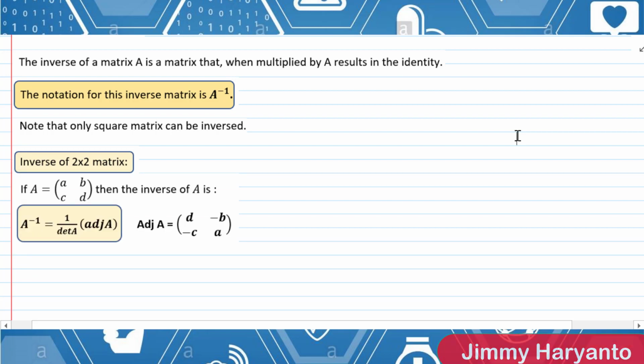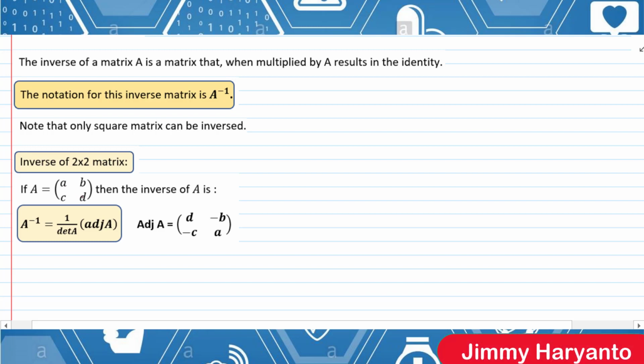So if you have A, B, C, D like this, as you can see, this matrix is a 2 times 2 matrix, 2 rows and 2 columns. Then the inverse of A is like this. A inverse equals 1 over determinant A times adjoint A, with adjoint A equals D, negative B, negative C, and A.